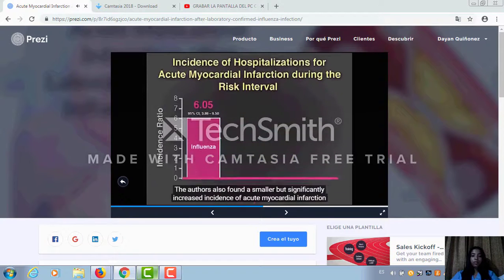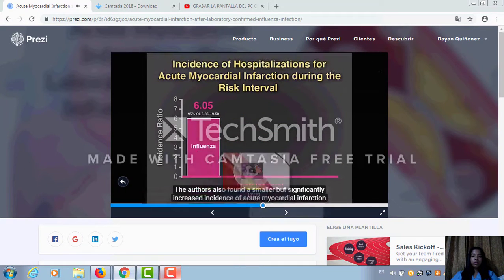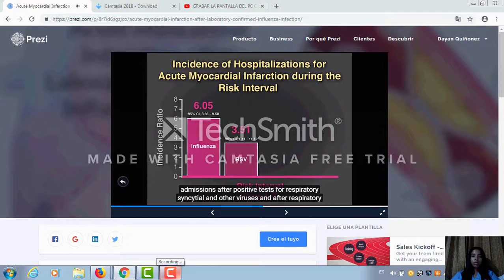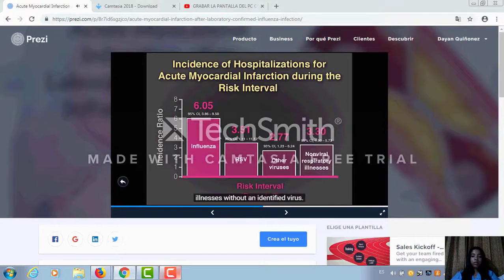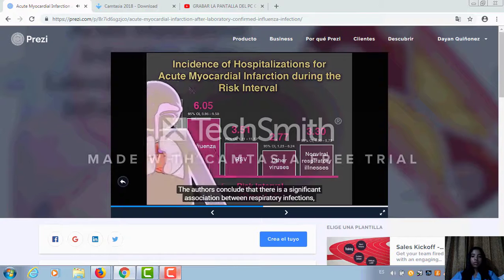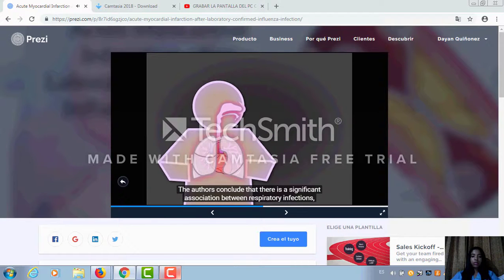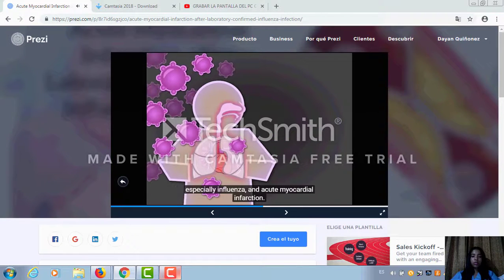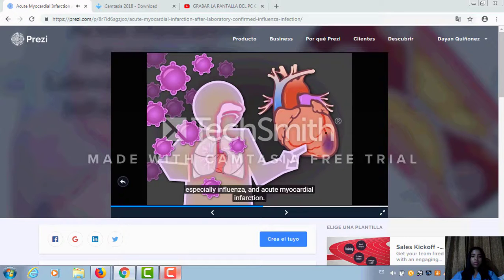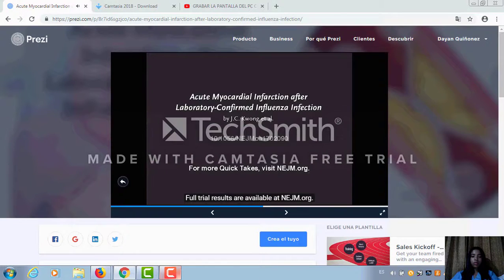The authors also found a smaller but significantly increased incidence of acute myocardial infarction admissions after positive tests for respiratory syncytial and other viruses, and after respiratory illnesses without an identified virus. The authors conclude that there is a significant association between respiratory infections, especially influenza, and acute myocardial infarction. Full trial results are available at nejm.org.